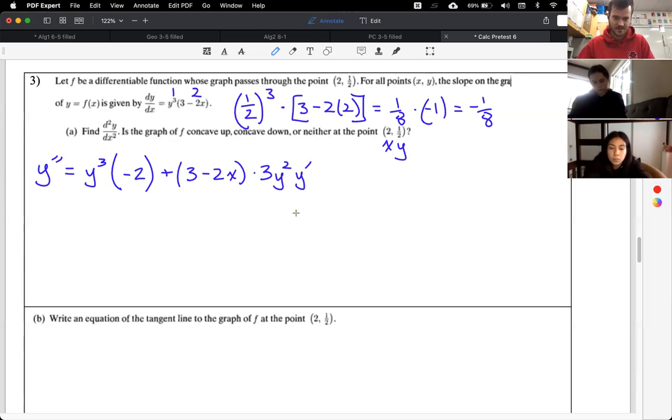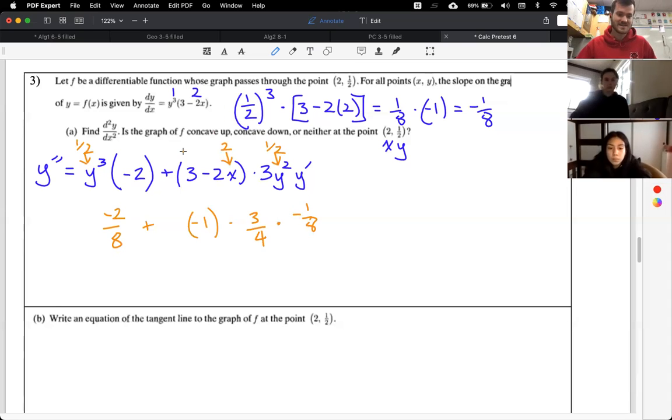Let me just plug that in before I forget. This is negative 1/8. Then plug everything else in again. So x is 2, so this value right here is 2. And then this y value is 1/2, and this value right here is also 1/2. Plugging in, we know that's 1/8 from the previous problem, times negative 2, that's negative 2/8. Plus, okay, what's happening over here? 3 minus 4 is negative 1 again. Negative 1 times, okay, 1/2 squared is 1/4, times 3 is 3/4. So times 3/4 times that original negative 1/8.